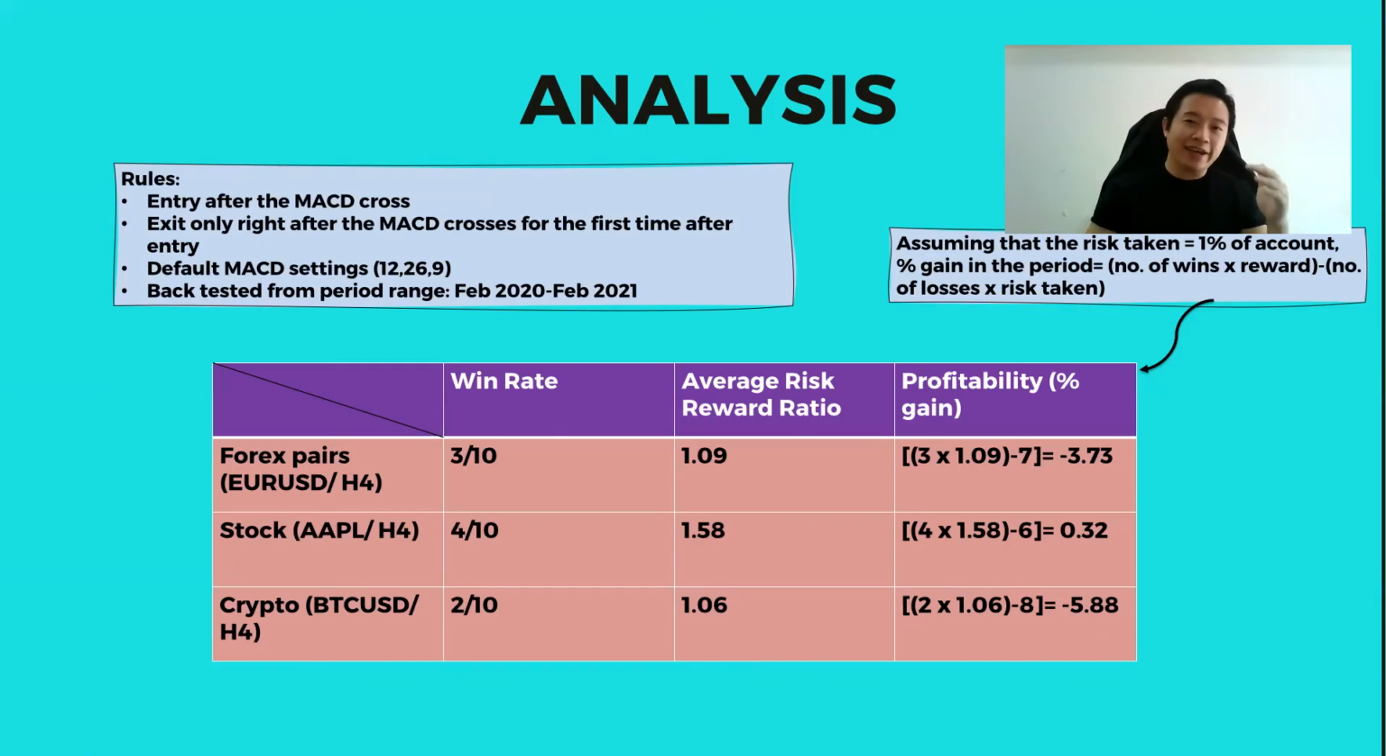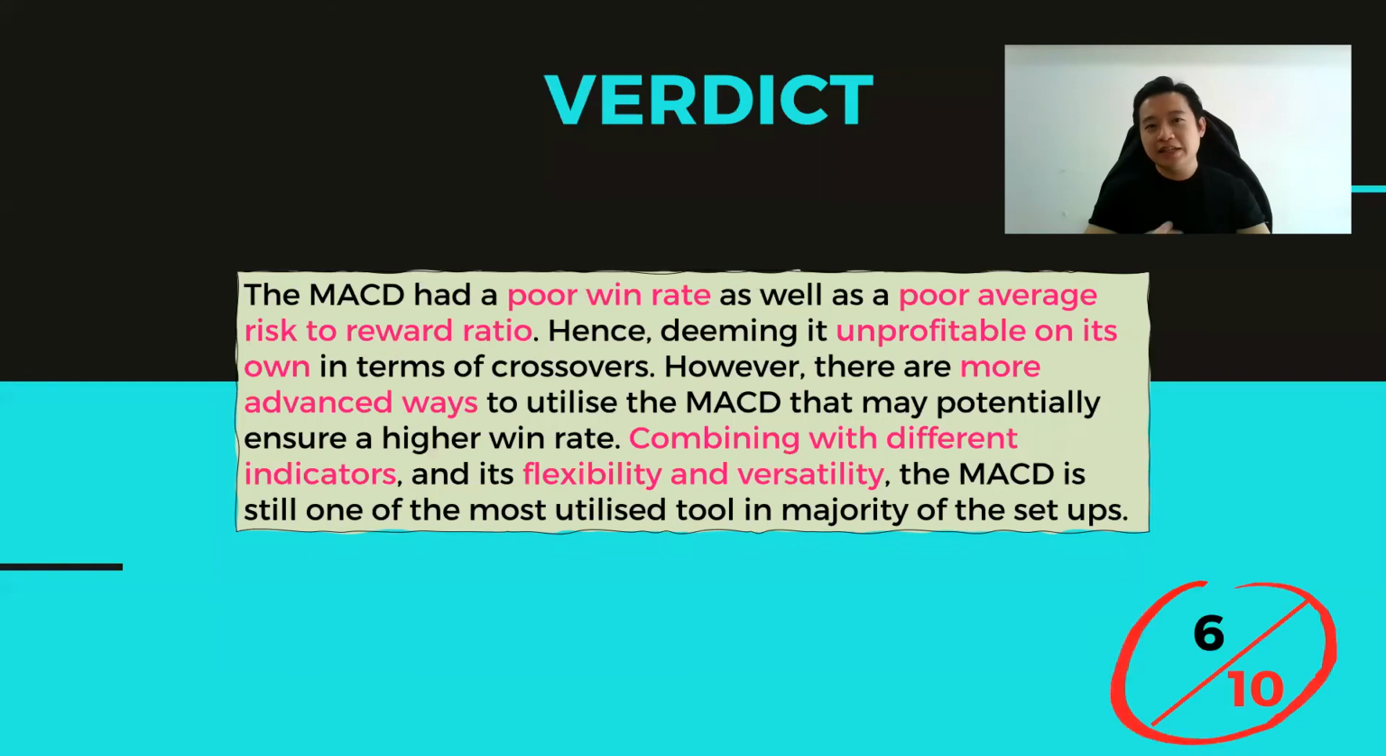So the verdict is that the MACD crossover has a poor win rate. If you want to use this alone, the win rate is very low: 3 out of 10, 4 out of 10, 2 out of 10. And the risk to reward ratio, if you just want to play the moment when it crosses, you go for the buy, and the moment when it crosses back, you go for the closing, you take profit, or you sell and close the trade. The risk reward ratio isn't that good. It's around 1:1 to 1:1.5, hence deeming it unprofitable on its own in terms of crossover.